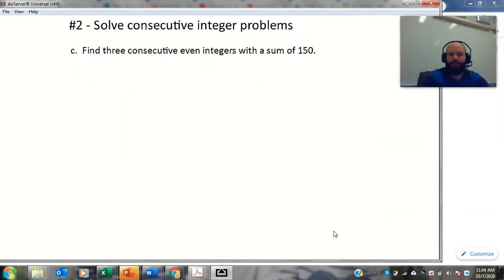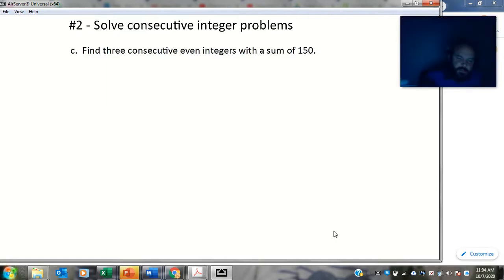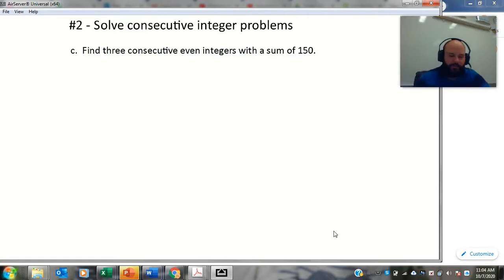Now this one's a little different than the last two, and it has to do with what it says in the variables. It says solve consecutive integer problems. It says find 3 consecutive, and then this word right here, even. That's the most important one right there. They want you to find 3 consecutive even integers with a sum of 150.